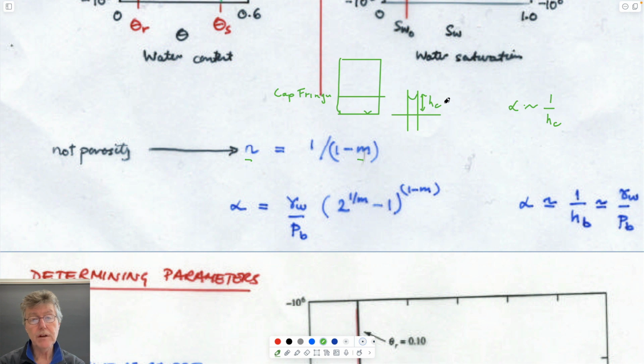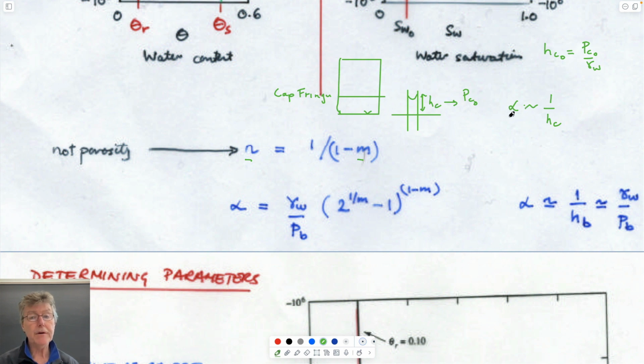And this is also related to PC0, right? This is the bubbling pressure. So these are all one and the same things. The height rise in the capillary is kind of the same as the HC0, which is equal to PC0 over gamma W. So these are all related to each other.